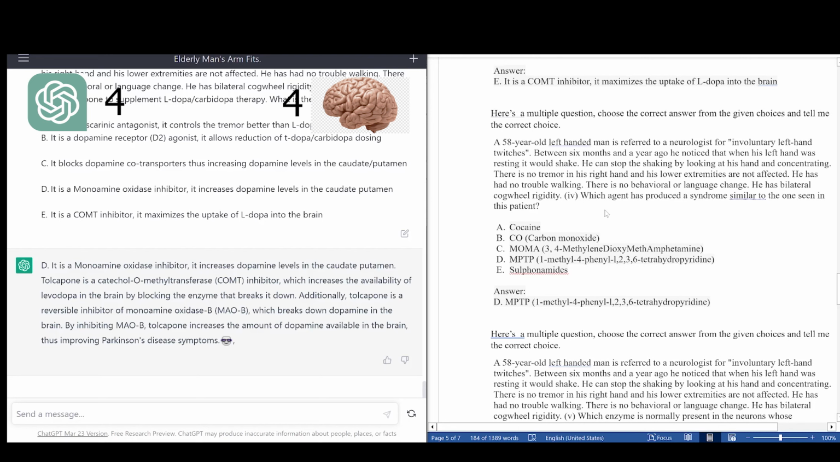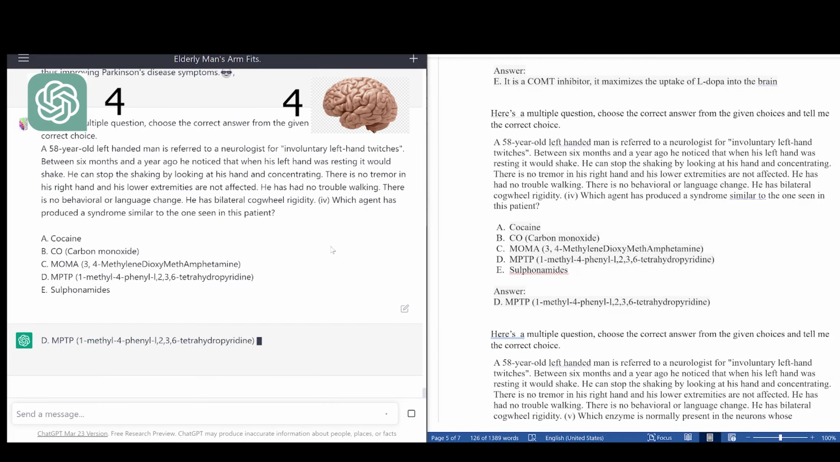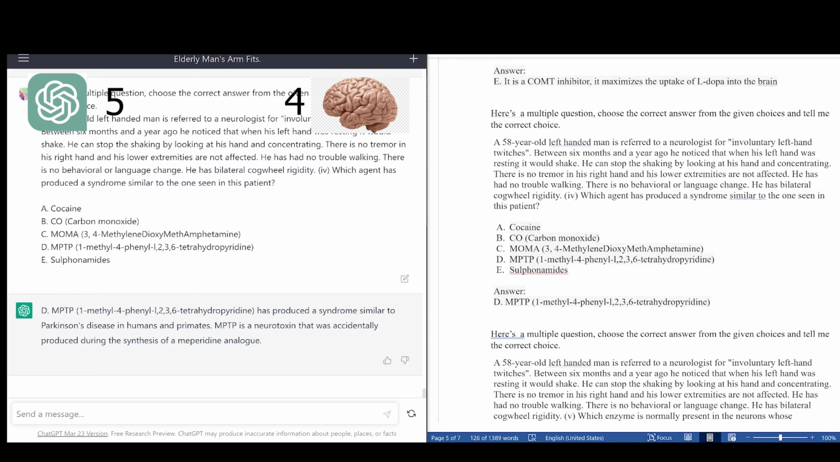Okay, again, the next question is related to those questions before, the same case. And it says, which agent has produced a syndrome similar to the one seen in this patient? So cocaine, carbon monoxide, MPTP, and sulfonamides. Okay, ChatGPT, what was the correct answer? It says MPTP. Yep, that's the correct answer. So it's going good. Yeah, that's a good one.